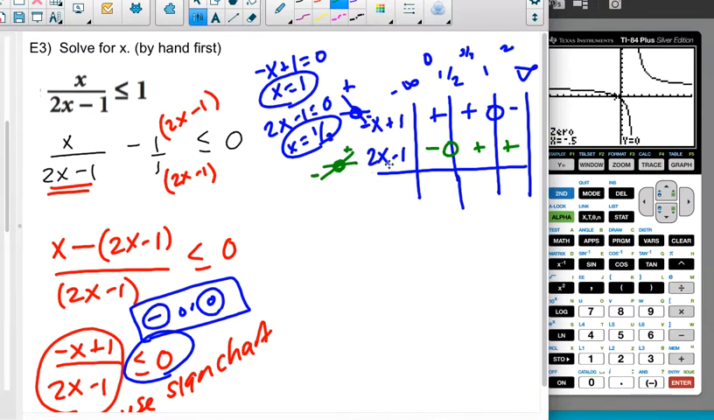If you plug 0 in, you're going to get 0 minus 1, which is negative. If you plug in 3/4, you're going to end up getting 3/2 minus 1, which is 1.5 minus 1. That's positive. If you plug 2 in, you're going to get 4 minus 1, which is positive.